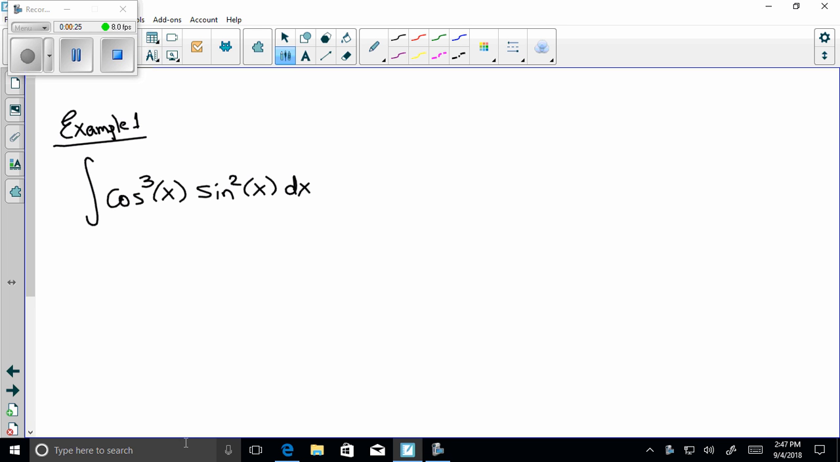you're going to ask yourself, is this the first type of integral? So is the power of cosine or sine, is at least one of them odd? Yes. So here, the power of cosine is odd. Right? Because we've got cosine cubed x, right?